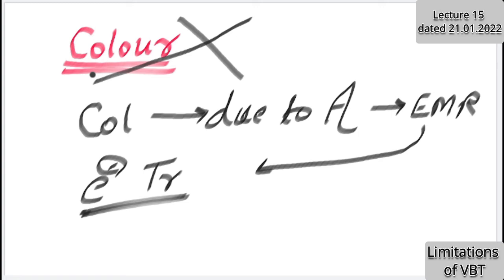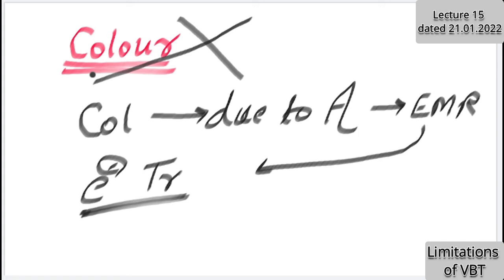It is a limitation people found after 20 years of valence bond theory, after 20 years of application. It means by 1937, people realized somewhere we need to shift to the other theory. So the second limitation of valence bond theory is color.